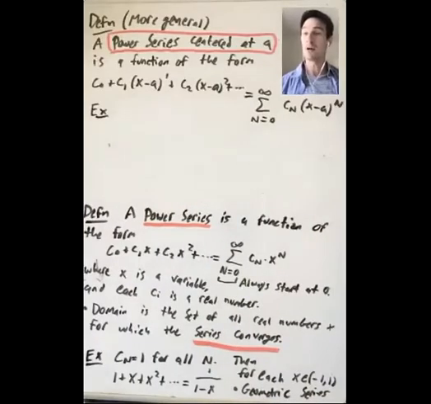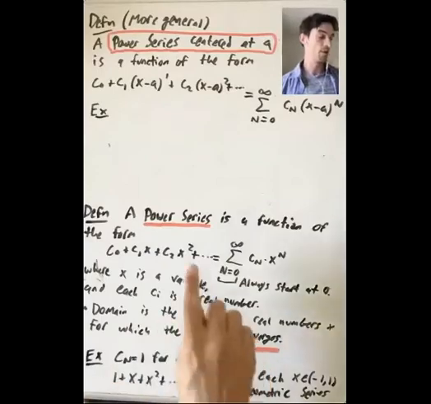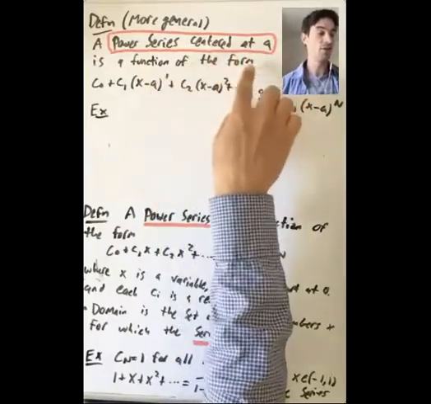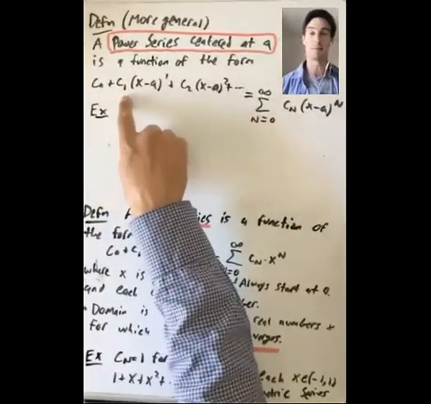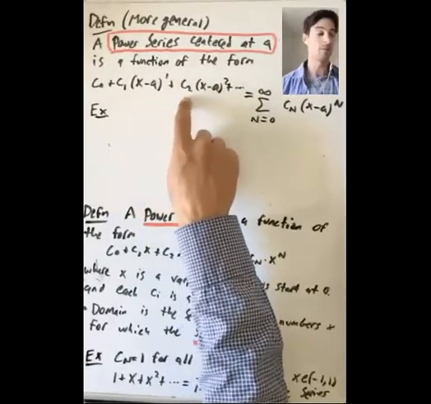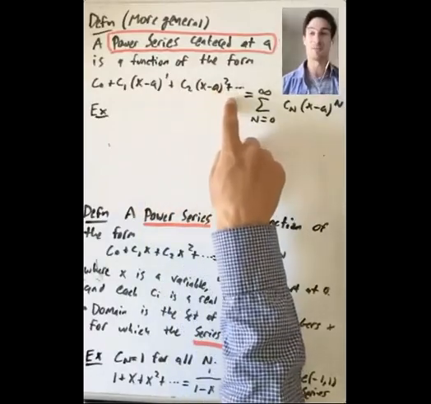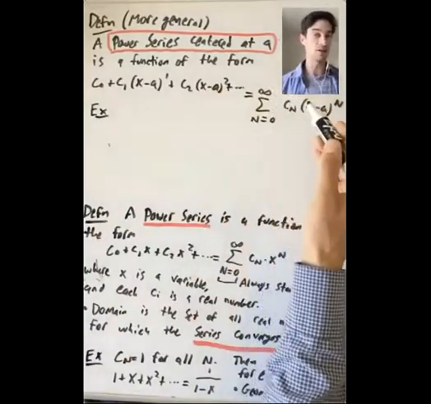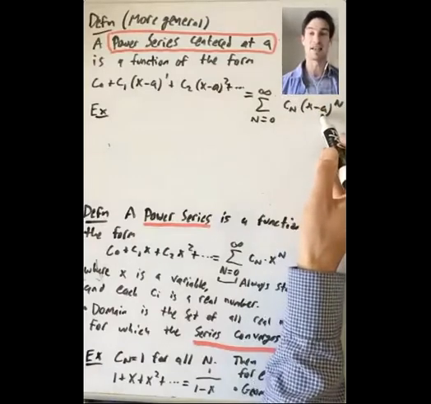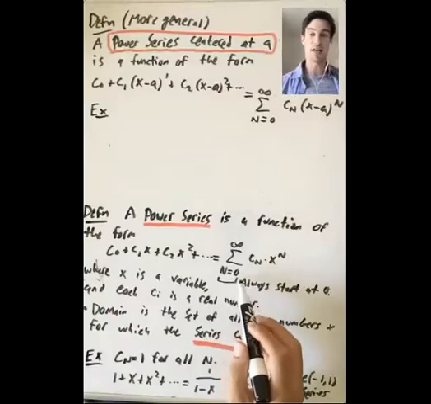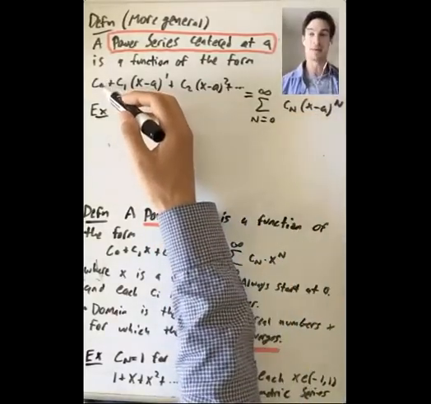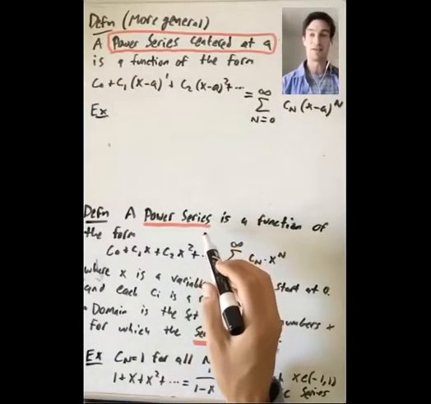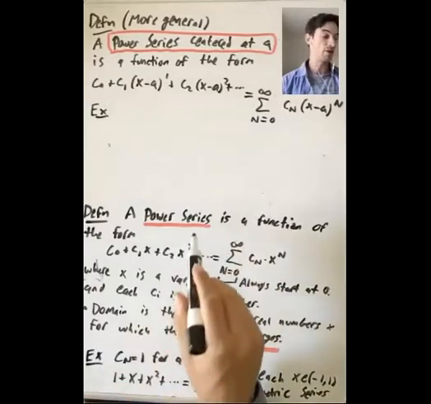Let's start by giving a more general definition of power series than the one we started with. A power series centered at a real number a is a function of the form some real number plus some real number times x minus a to the first plus some real number times x minus a squared plus some real number times x minus a cubed, and so on. You can write it with sigma notation as the sum from n equals 0 to infinity of cn times x minus a to the n. And again, it's important to start at n equals 0, just like we did before, so that we get this constant term c0. So the power series that we defined initially is a power series centered at 0.